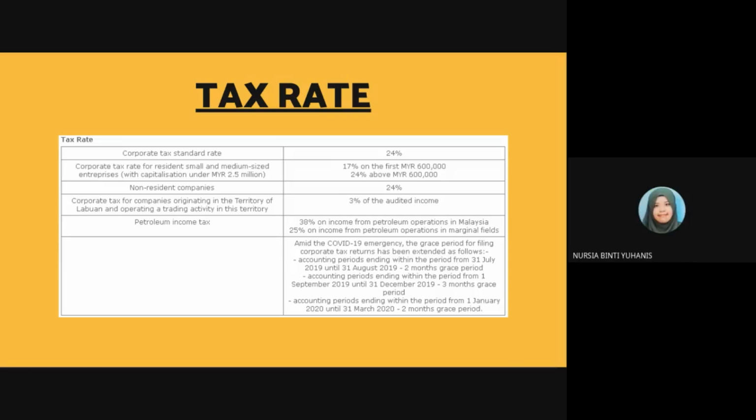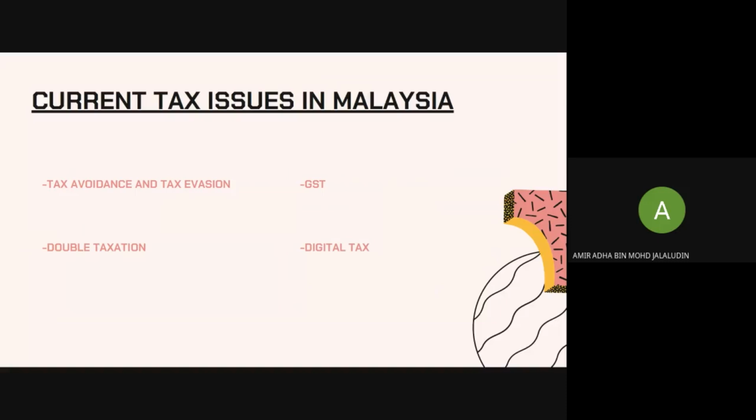Yes, please proceed. Okay. So these are some of the current tax issues in Malaysia, which all of us are familiar with. We have all been talking about the same thing, but I will just rephrase it for you briefly. The first one is tax avoidance and tax evasion, which people usually don't take seriously. And then we have double taxation, GST, the most well-known one, and also the digital tax.